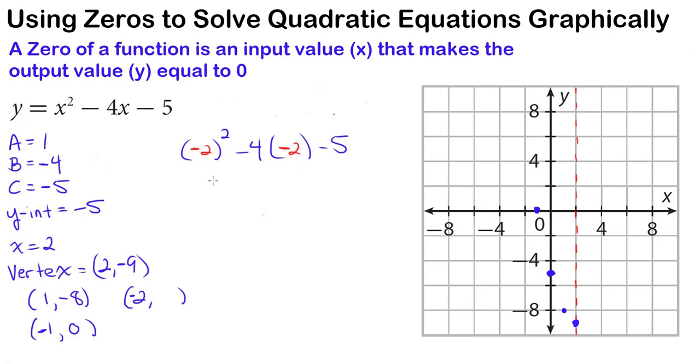So negative 2 squared, that's 4. Negative 4 times negative 2, that's positive 8. Minus 5. 4 plus 8 is 12. And 12 minus 5 is 7. So when x is negative 2, y is 7. And we could plot that right here, negative 2 comma 7, that's going to be right here.